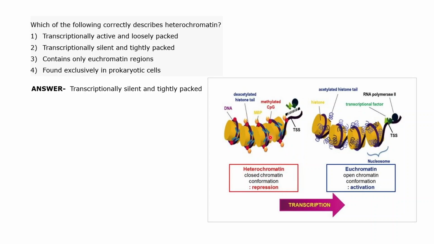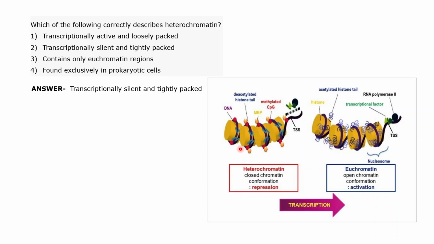Whenever this closed conformation is present in heterochromatin, it means that this particular site is transcriptionally inactive and tightly packed. While in case of euchromatin, whenever it is in an open conformation, proteins can come and bind to it. If it is a transcription factor, it can initiate the transcription, and hence mRNA can be generated from this particular region of DNA where it is binding. So that's the basic difference between heterochromatin and euchromatin.